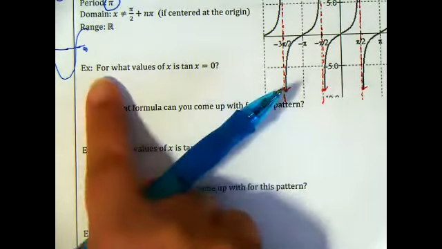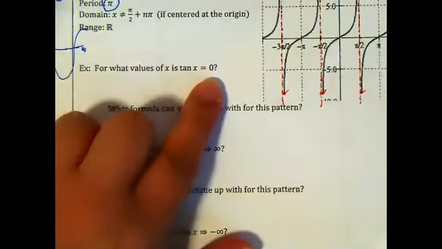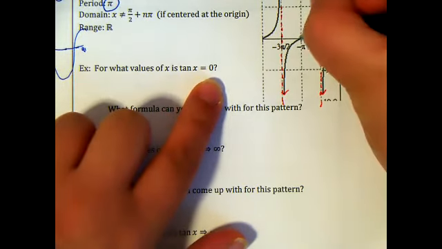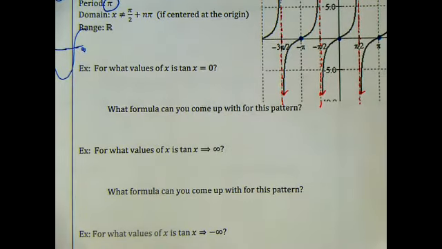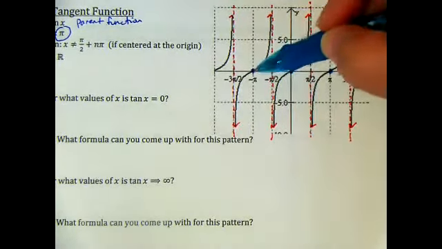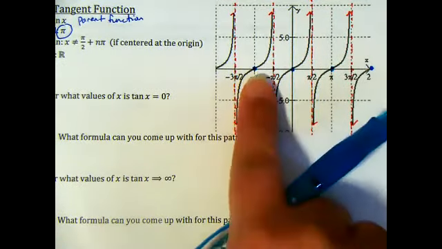First things first, for what values of x is tangent of x equal to 0? So tangent of x equals 0, so that's y is equal to 0. We have a 0 here, where y is equal to 0. We have 1 right here, and 1 right there. I don't know if you guys can see that. So here, here, here, and here, right? What are those values of x there?